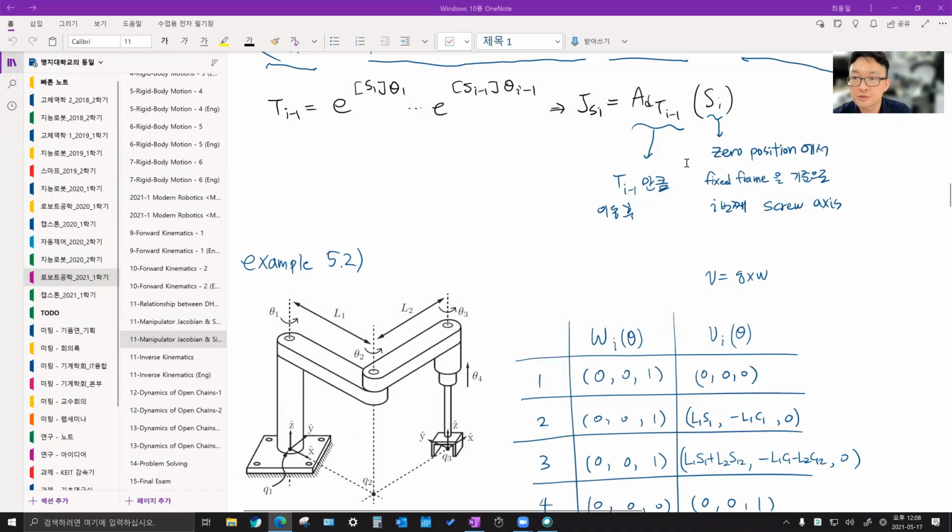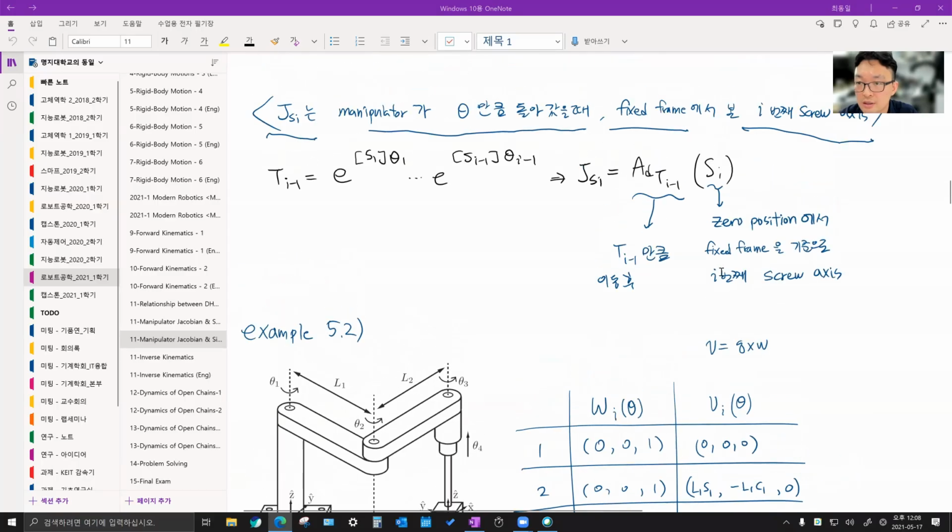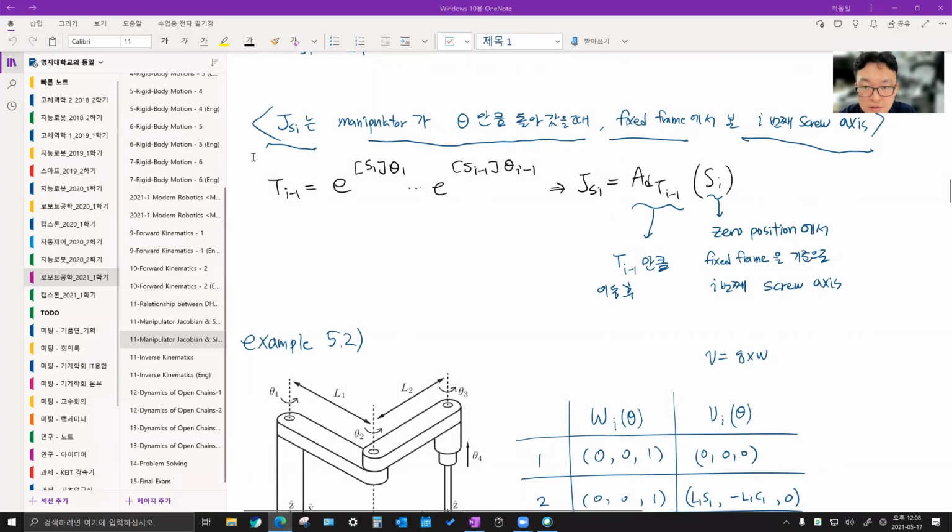Okay, let us continue to the Jacobian. By summarizing about this one, this one shows the essential of Jacobian. Actually, if we had this kind of transformation matrix, this one is S1 to I minus 1. It means the homogeneous transformation matrix from the space frame to I minus 1's joint.